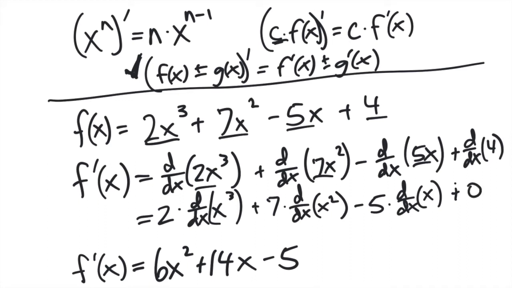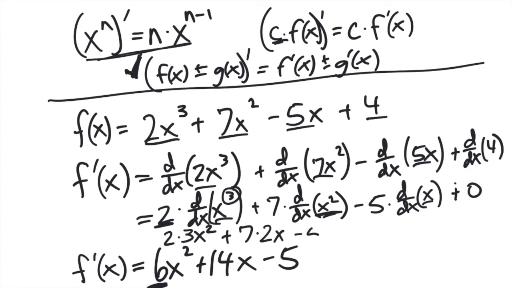And so then you can use the power rule here to take the derivative of x to the third and x squared and x. And so notice where the 6 comes from, 6x squared on the bottom. It comes from the 2 out in front times the 3 as an exponent that's going to be down in front. So this is 2 times 3x squared, and then 7 times, let's see, the derivative of an x squared here is going to become a 2x, and then minus 5. What was the derivative of just an x again? Oh yeah, that's just a 1. Okay, and so that's where your 6 and your 14 and your 5 come from right there.